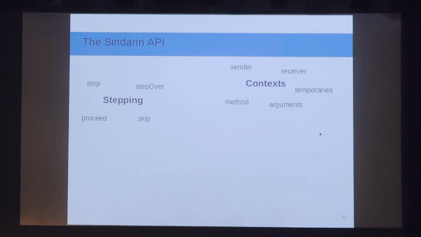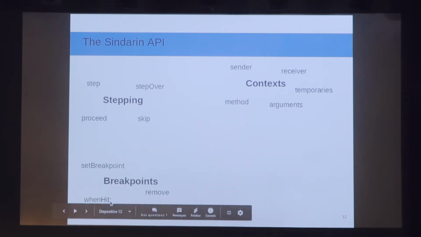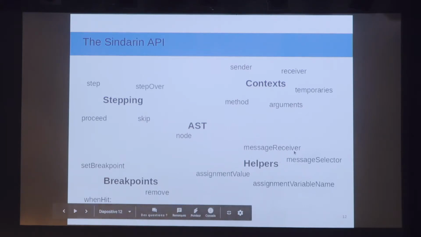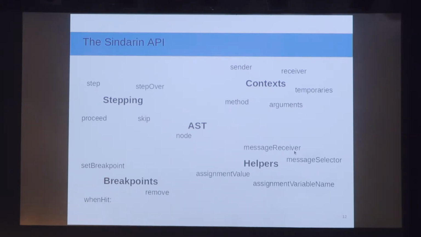You can get information about the context. So which sender am I? Which receiver? What are the arguments? Where am I in the method? This kind of stuff. You can set breakpoints. You can set what should happen when the breakpoint is hit. You can get the AST nodes you're currently executing. And you have a bunch of helpers. So message receiver is like, when you're about to send a message, what is the receiver? So I can maybe do some conditional thing. Do I want to step into it or not? All the good stuff and more. Because obviously not everything is on this slide.